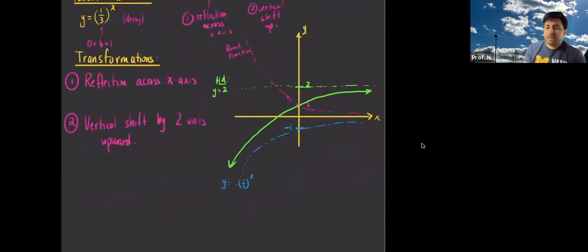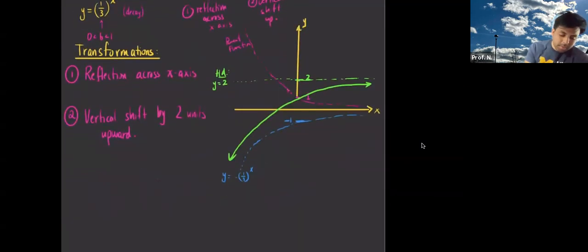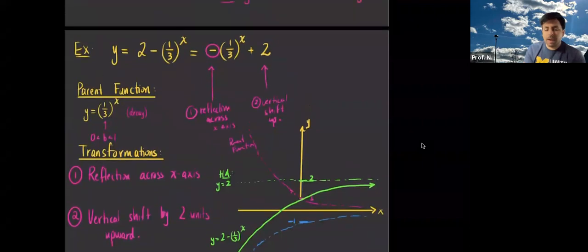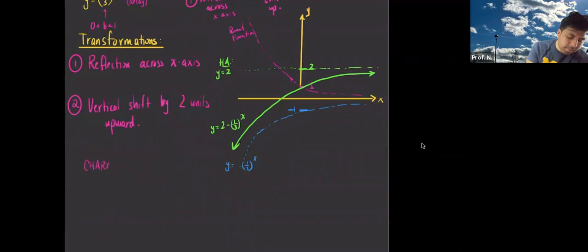Do you see that? And this is my function. This is my function, y equals 2 minus 1/3 to the x. So again, I'm just following the orders of the transformations based upon the parent function. And now, let's talk about the characteristics of this function.